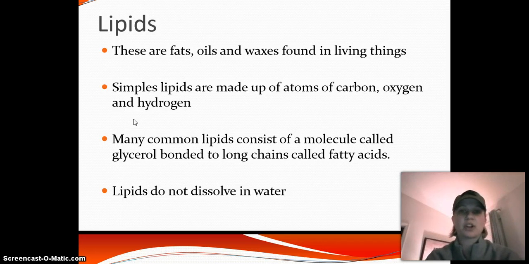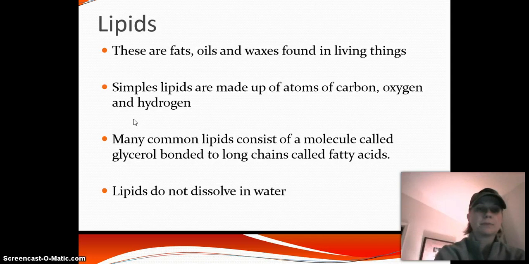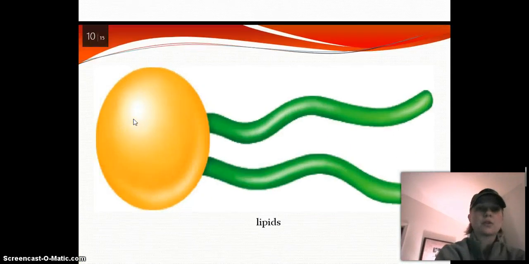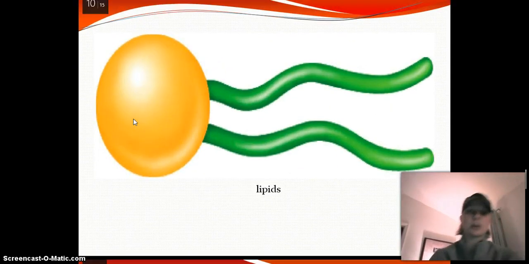Examples of lipids are going to be fats, oils, and waxes, and then your diagram is going to be what you see here.